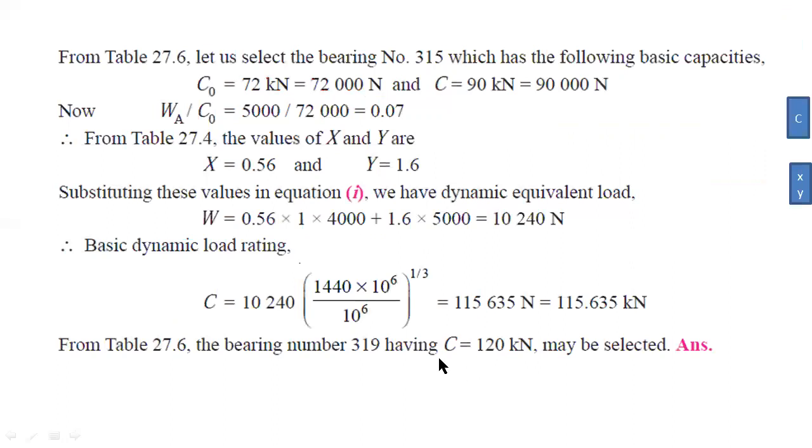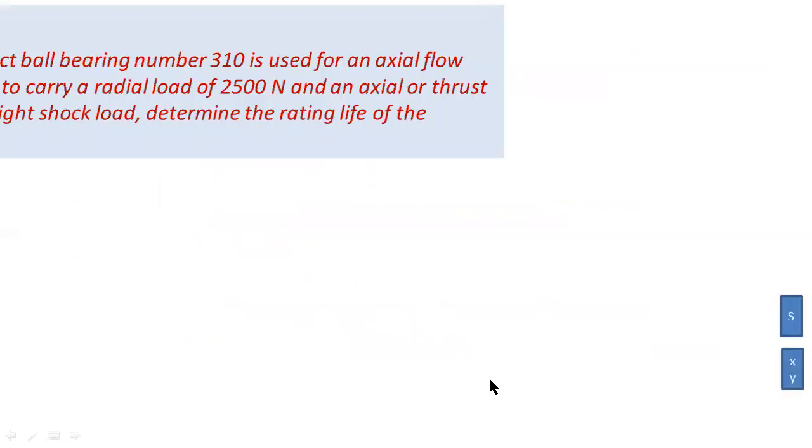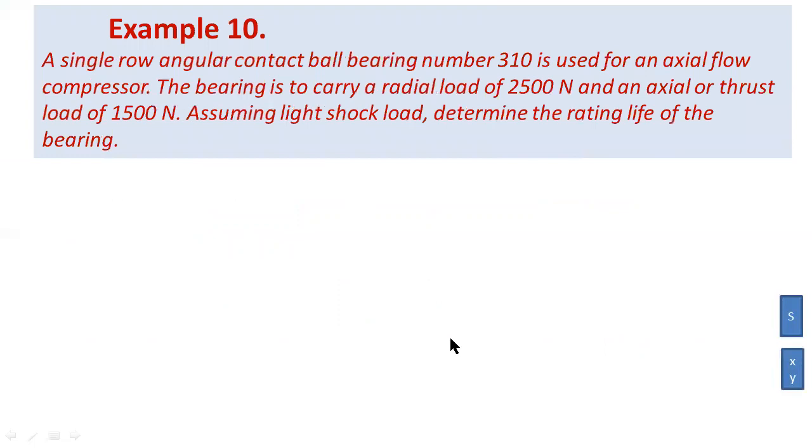By using data handbook tables, you have to select a suitable bearing number. Here I choose number 319. The capital C for bearing 319 is equal to 120. This value is nearest to our value, that is 115.635, so it may be suitable for our requirement. Okay, this is our problem, and this is the last problem in this session.